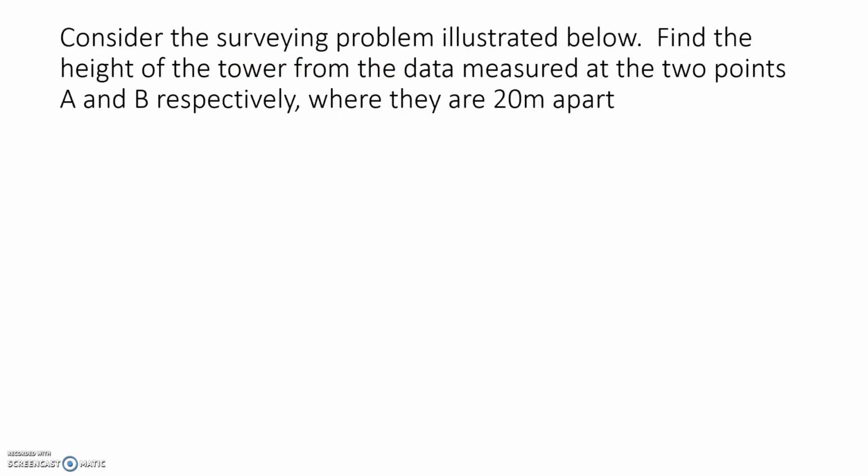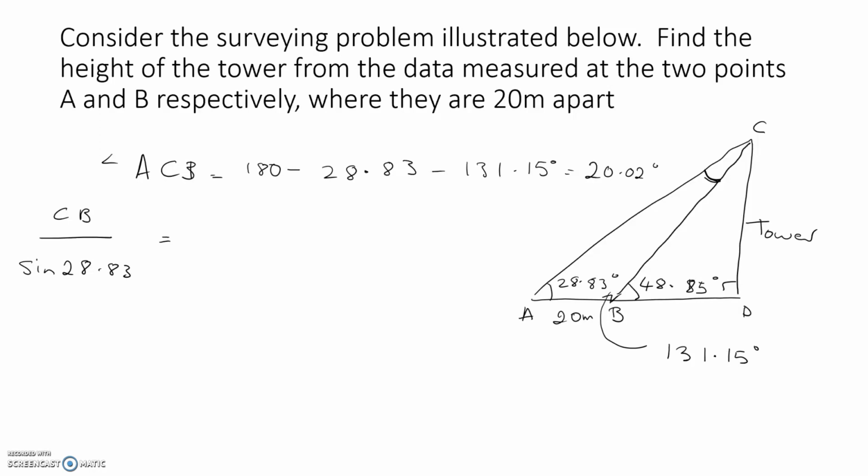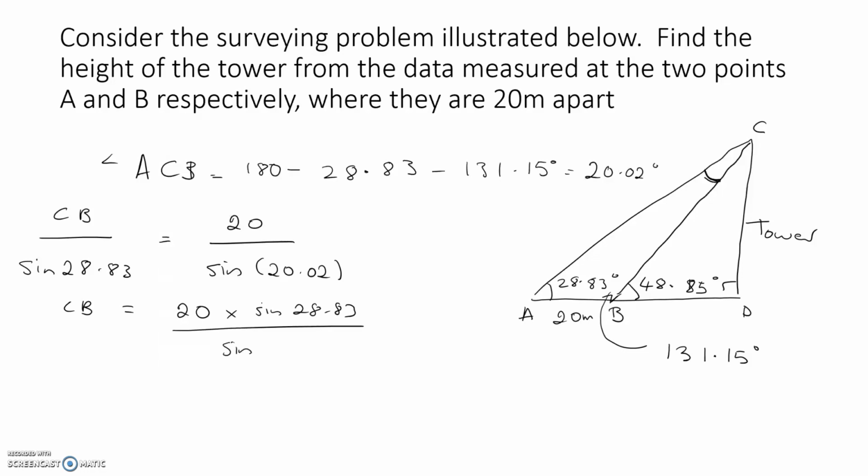The diagram here shows us, or we can work out, that angle ACB, that's that angle there, is equal to 180 minus 28.83 minus 131.15 degrees, which gives us 20.02 degrees. So using the sine rule, CB over sine, now the one that's opposite is 28.83, equals AB, and you're given that AB is 20, over sine of this angle here at C. So CB is equal to 20 times sine 28.83 divided by sine 20.02.